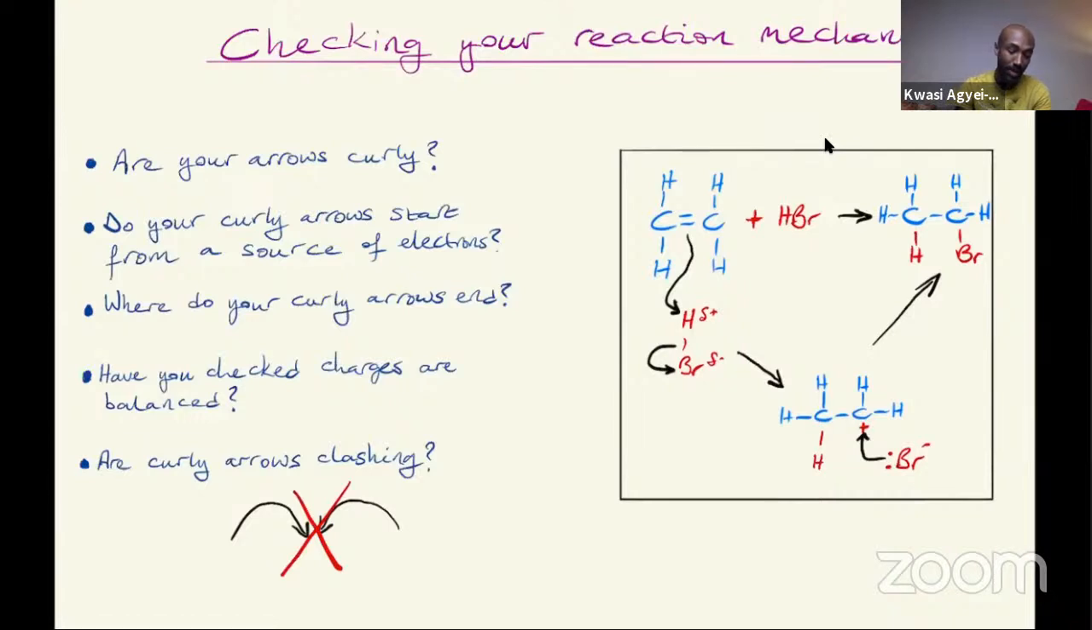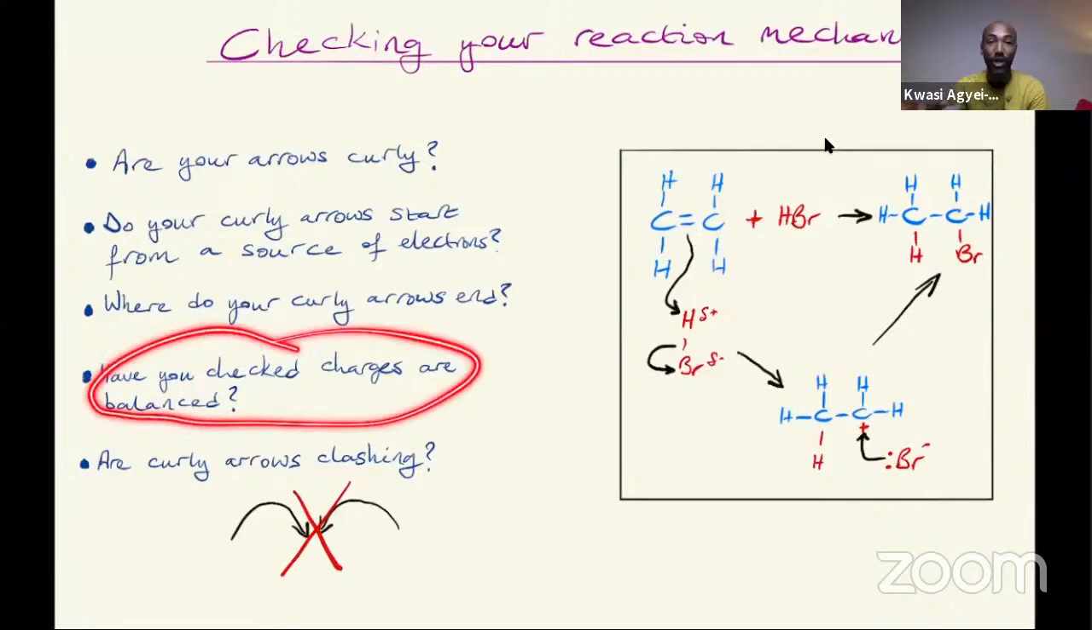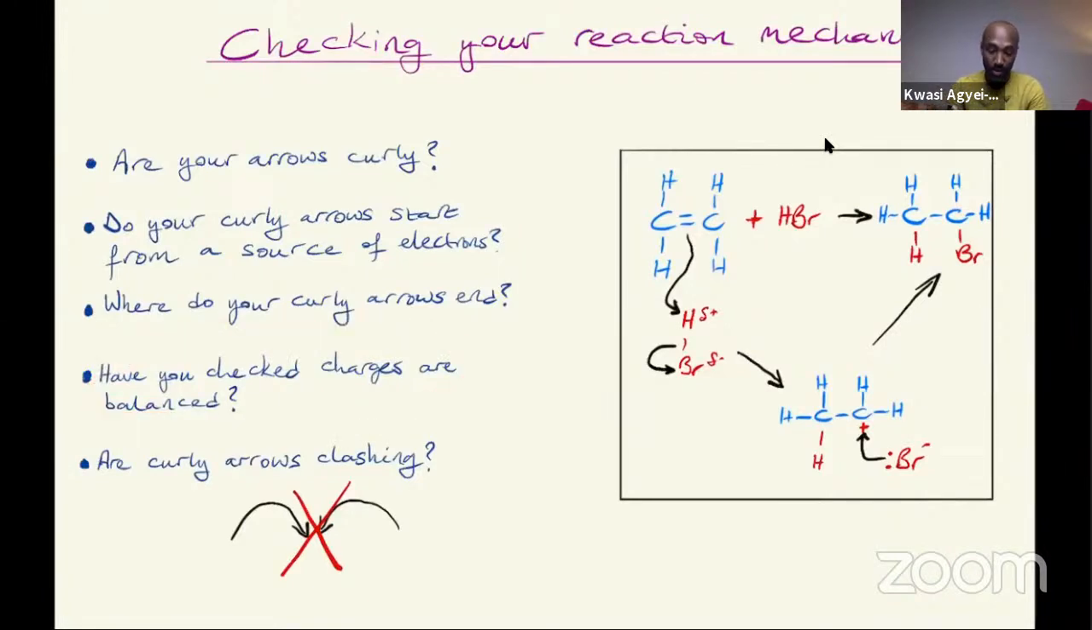Now, making sure that your charges are balanced, in other words, conservation of charge. There is no overall charge on this side of the arrow, and over here there is no overall charge either. You've got plus cancelled out by a minus. So charge has been conserved in drawing this mechanism.